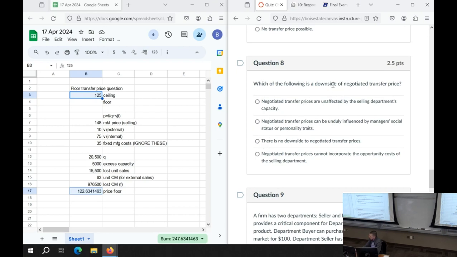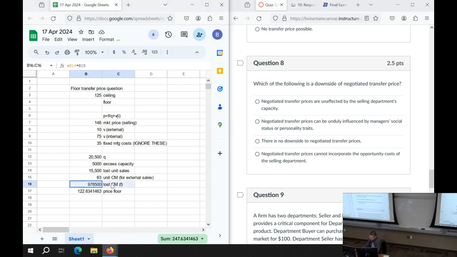All right. Is it true here as a downside? There is no downside to negotiated transfer prices. No. If we look in the textbook, this isn't the case. In fact, to give it away, this is one of the downsides mentioned in the textbook. Negotiated transfer prices cannot incorporate the opportunity cost of the selling department. Well, we just did that. This is us incorporating the opportunity cost of the selling department, including this number right here, this F over Q. So this is untrue. It's incorporated in the fact that the negotiated transfer price has to fall above the floor, and the floor incorporates the opportunity cost. So this has to be the right answer here.